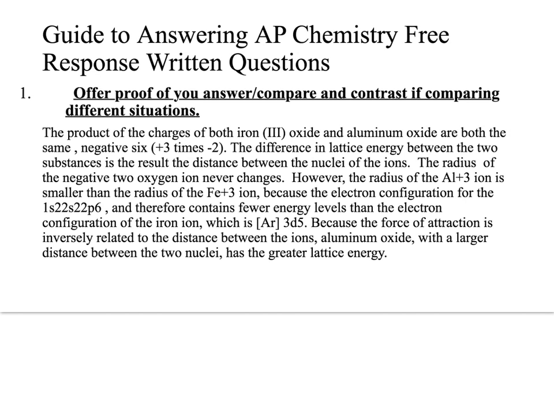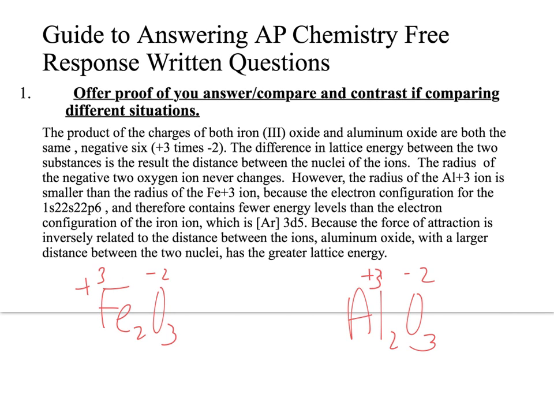So let's read it. The product of the charges of both iron 3 oxide, here, iron 3 oxide, so iron is +3 and oxygen is -2, and aluminum oxide are both the same. You have aluminum oxide, this is +3 and -2. They're both -6. So the charge is not going to create a difference in your force of electrostatic attraction. The charges are the same for both of these.